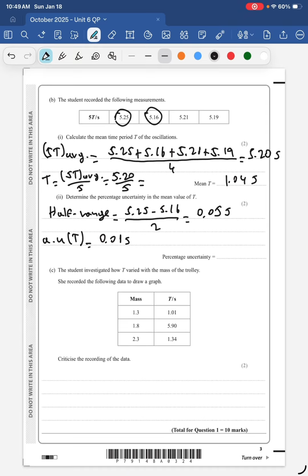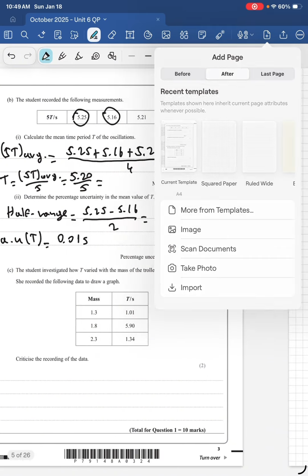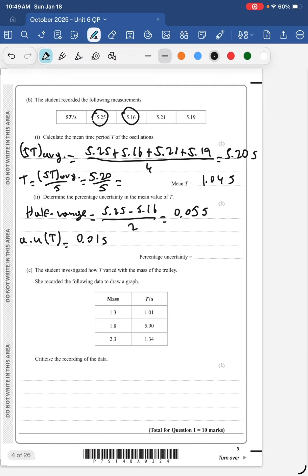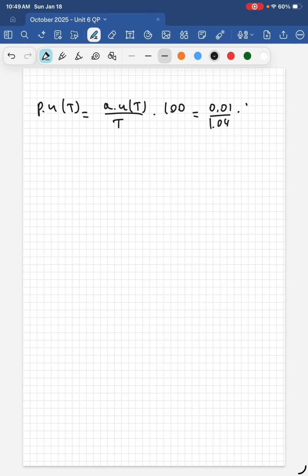And then the percentage uncertainty is... okay, I'm going to use a clean page. So the percentage uncertainty in t will be the absolute uncertainty in t over the value of t times 100, right? So let's write 0.01 over 104 times 100 would be 0.9%.